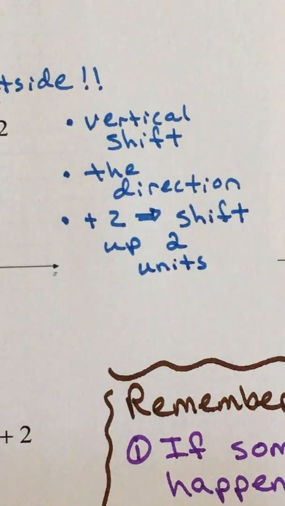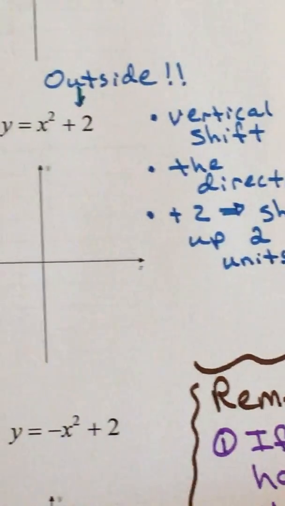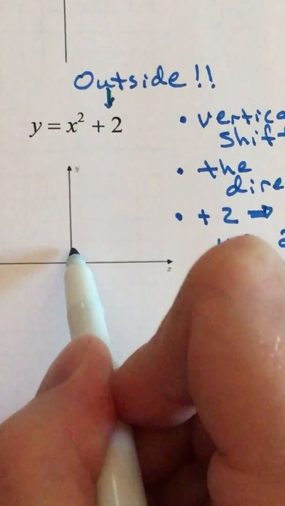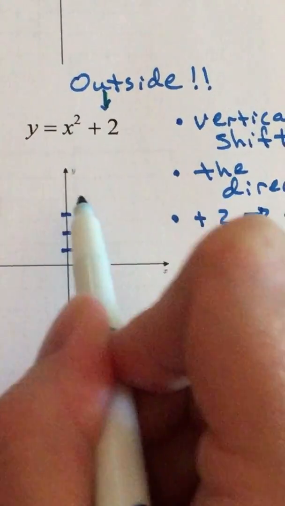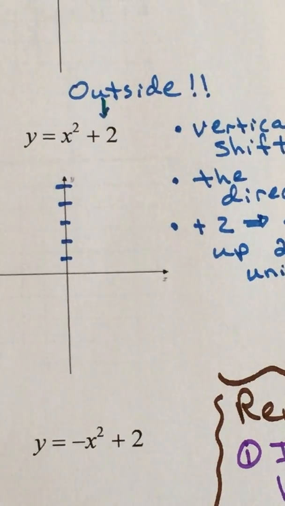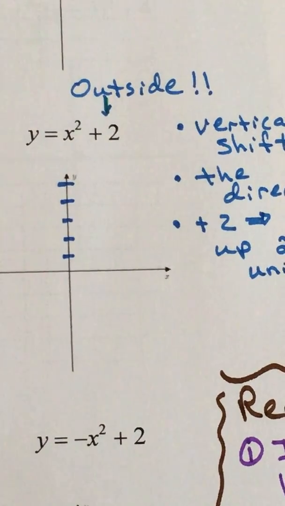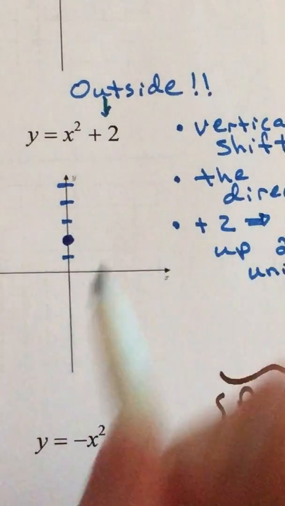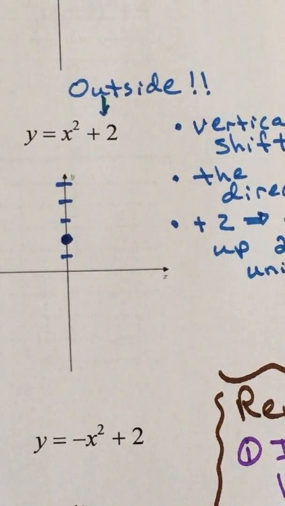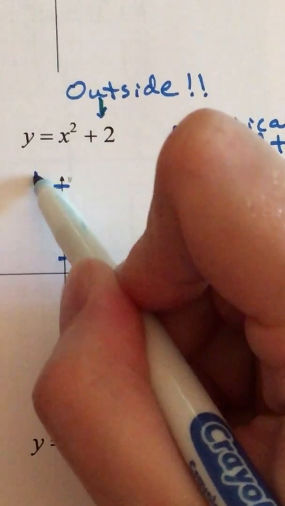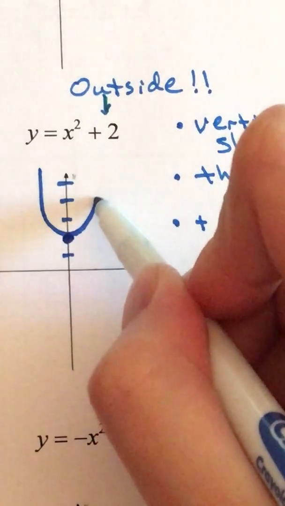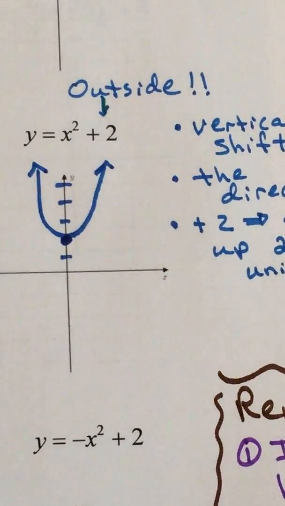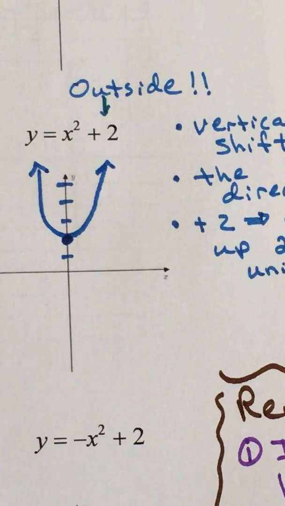Okay, so that's how we analyze our equation. Let's go do that real quick. So from our origin, 1, 2, 3, 4, 5 markings up the y-axis. And we know our vertex is going to come up 2 units. And I will again have my nice, smooth, symmetrical curve. And it's just been translated 2 units up.